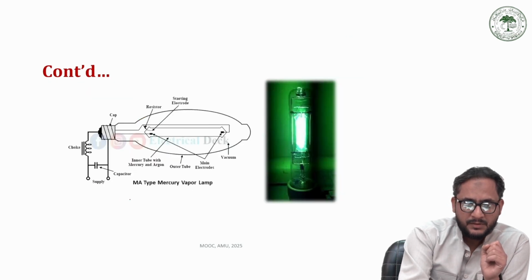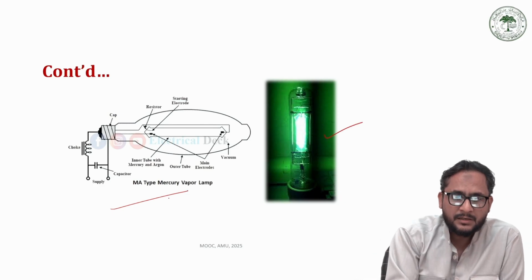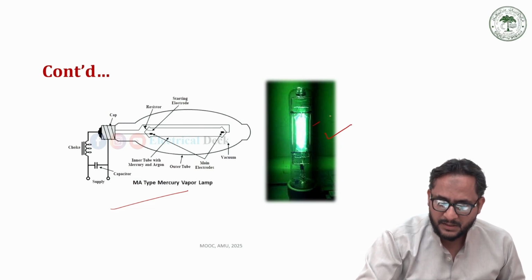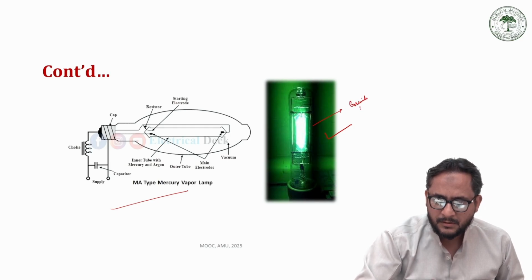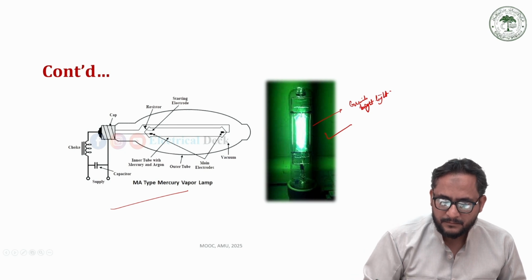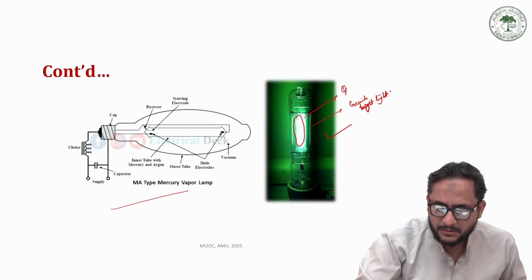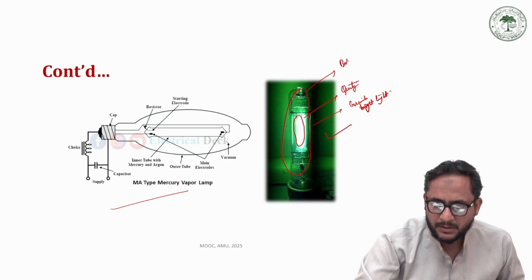This is the schematic diagram of a mercury lamp, and this is an actual figure of a mercury lamp. Here you can see they are emitting a greenish white, bright light. This is the inner tube, which is made of quartz. This one is the outer tube, which is made of borosilicate glass or soda lime glass.